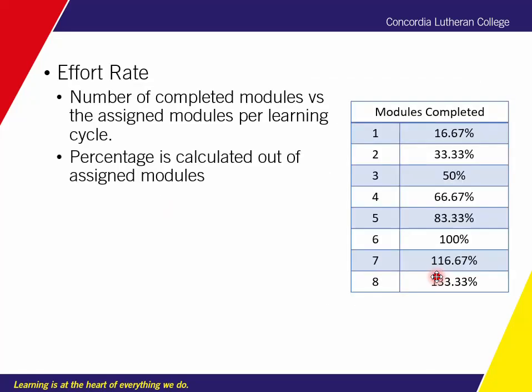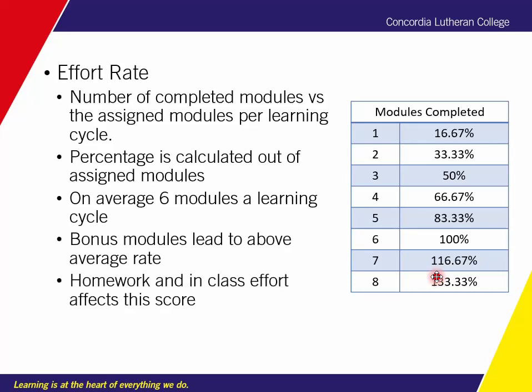Now, effort rate is calculated on how many modules they've completed. So if we give them 5 modules to complete, if they've done all 5, they have completed 100% of the work. If they haven't done all 5, then clearly the percentage is going to be less than 100%.